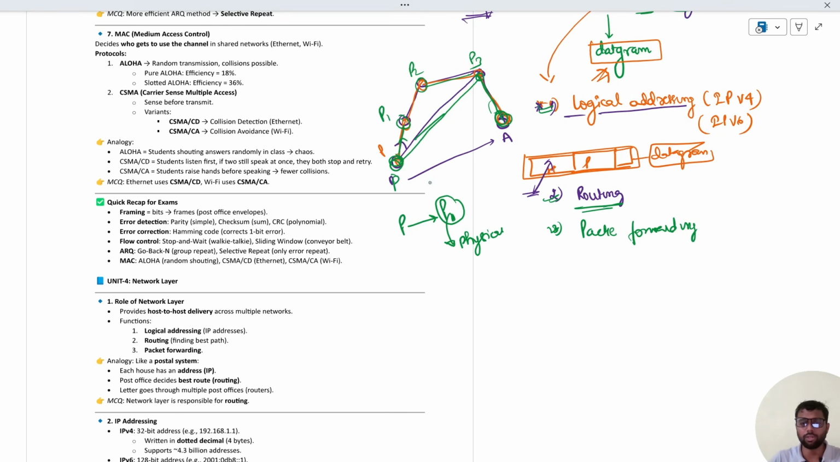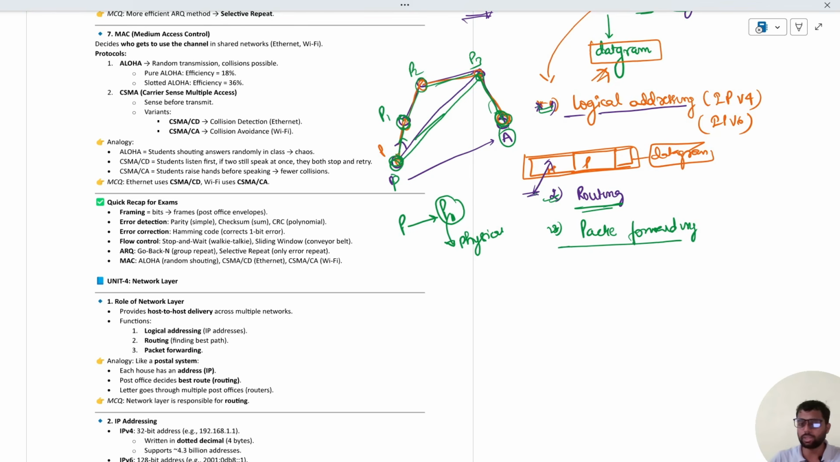physical address, and also there is a logical address of P1, and the packet itself that is being transmitted from P to P1 contains the logical address. So it will see whether the logical address matches with it. If it does not match, it will forward the packet to P2, and ultimately it will deliver the packet to device A. And this is called packet forwarding.